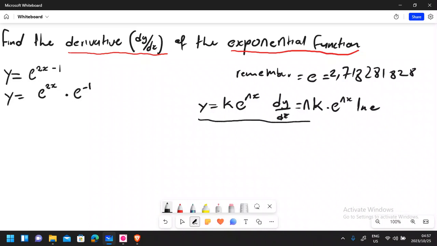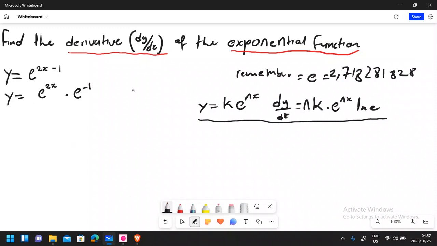Guys, I repeat, if you don't remember this, or if you don't know where this is coming from, I made a video, go and check it out there, where I explain these formulas for exponential equations, when we differentiate them, or functions. All right, so let's continue.